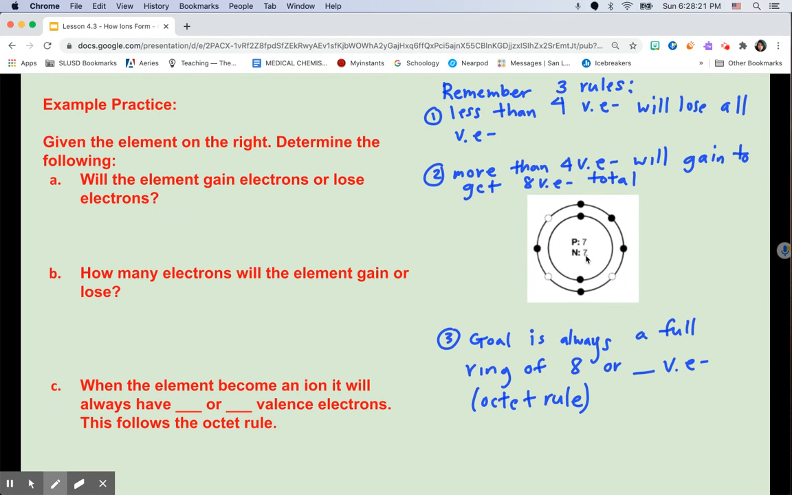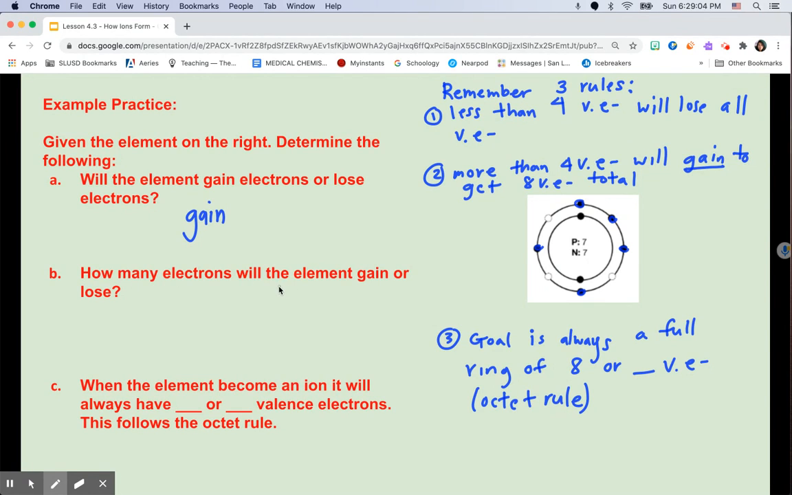Go ahead and pause this video and see if you can do this on your own. If not, stay with me and then we'll go through this together. Right, so in this example practice, it says, given the elements on the right, determine the following. Will the elements gain or lose electrons? Well, looking at this element, I know that it has 1, 2, 3, 4, 5 valence electrons. So it has more than 4 valence electrons. Therefore, it will gain, right? So in this case, it will gain electrons.